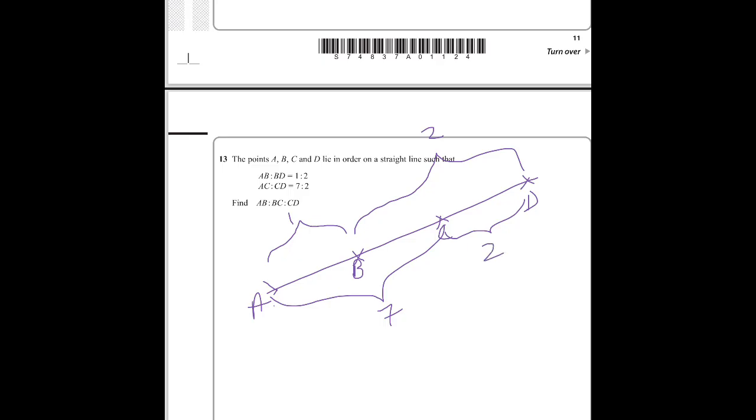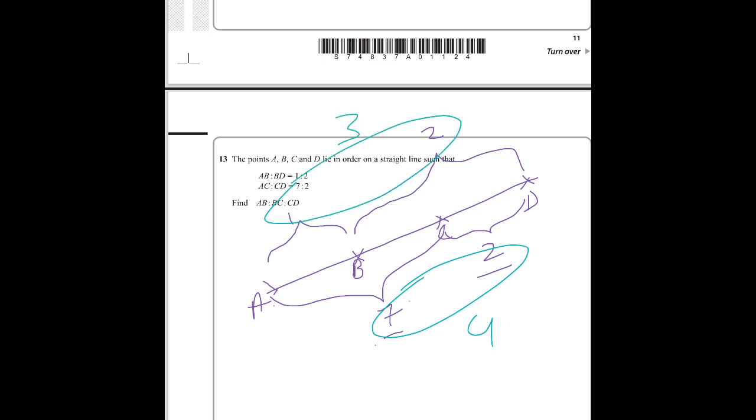All right. So look, notice one of these ratios is 9. The 7 and 2 is 9 parts. The other one is 3 parts. Do you know what I'm going to do? The lowest common multiple, if I think about total parts, that's 9, that's 3. The lowest common multiple is 9.